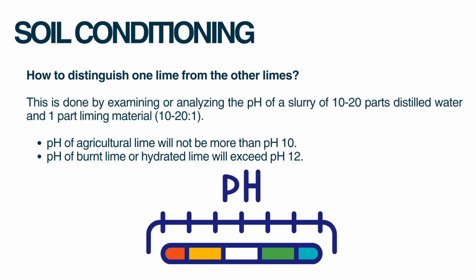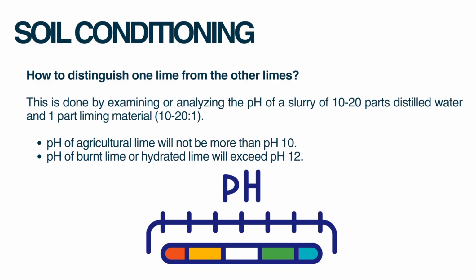How do we distinguish different types of lime? To distinguish one type of lime from another, we can examine the pH of a slurry made by mixing the liming materials with distilled water. The usual mixture is about 10 to 20 parts distilled water to 1 part lime, or a 10 to 20 to 1 ratio. After mixing, the pH of the slurry is tested.